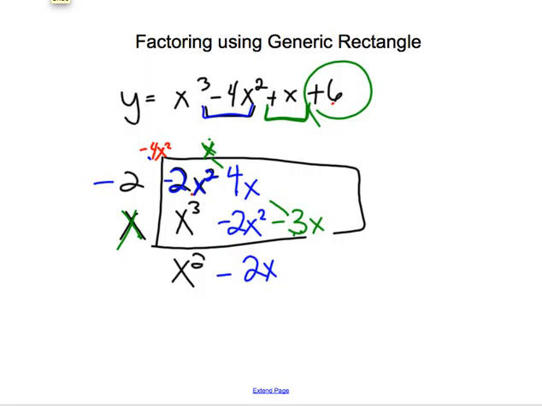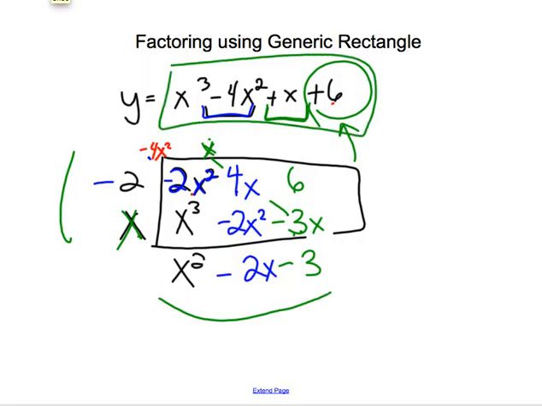Now I want to fill in the bottom. It has to be negative 3. And take a look, the top will be 6, and that is exactly what I want. So that means that x minus 2, this factor, times this factor, give me this polynomial. So I've successfully started my factoring. This can be factored into x minus 2 times x squared minus 2x minus 3.